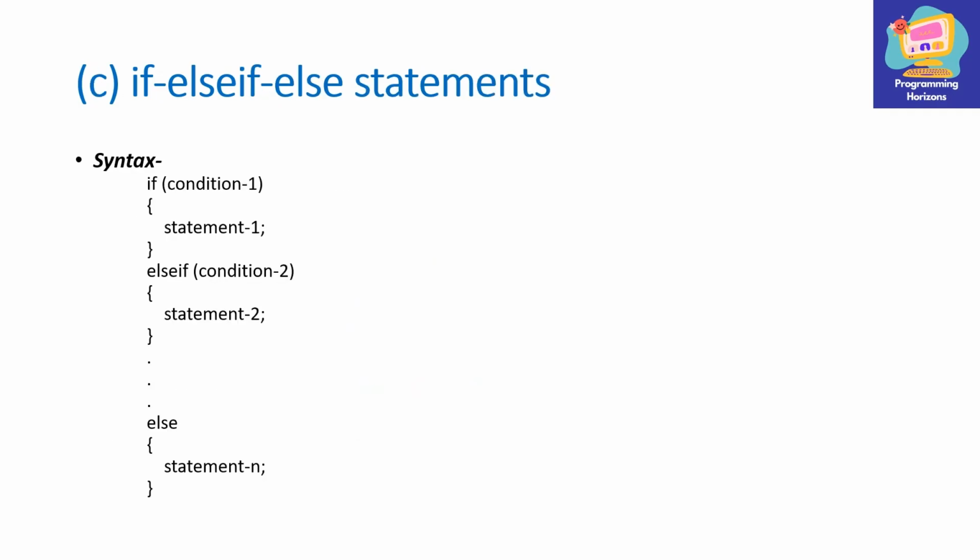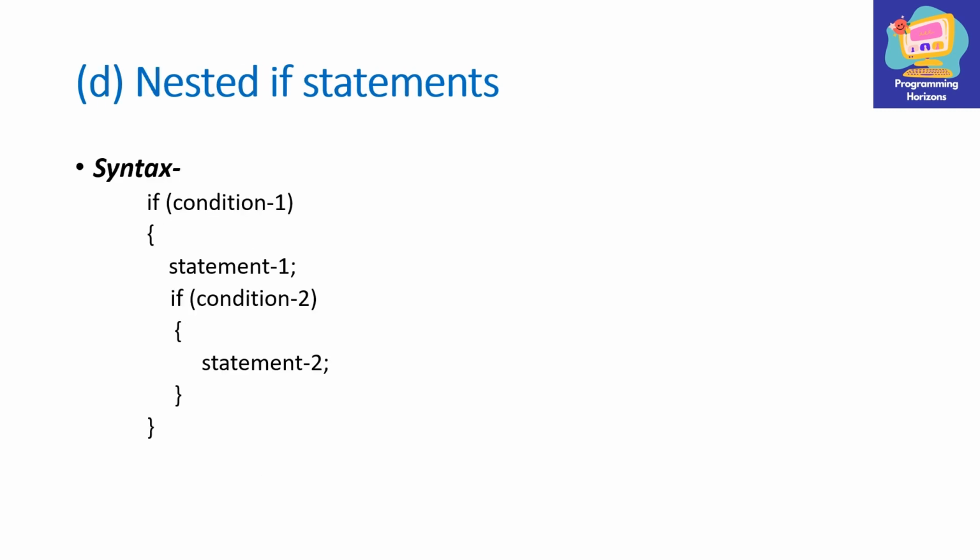The if, elseif, else statements are just like if-else statements, but these exist so that programmers can include multiple conditions in the program and execute the statement corresponding to whichever condition holds true. The nested if statements are useful when we want to place one condition inside the other. As shown in the syntax, if condition 1 is true, then statement 1 will execute, and inside this block condition 2 has been placed, which if holds true, then statement 2 will be executed. Otherwise, the cursor will come out of this if block.